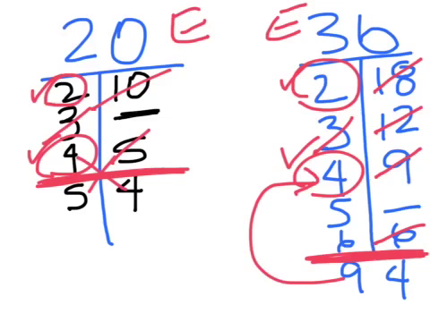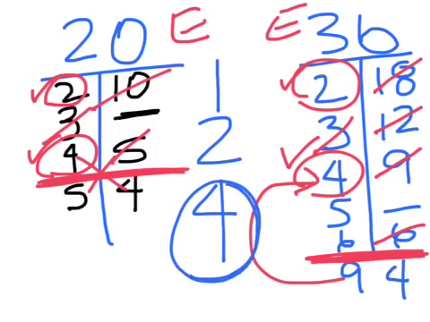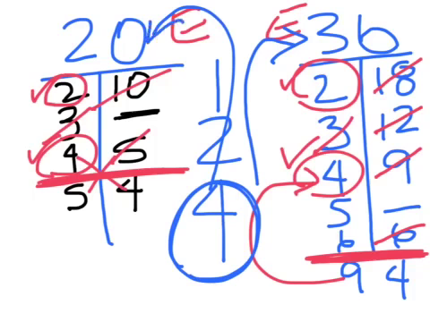So our common factors are 1, of course, because it goes into both 20 and 36, 2, and 4. So our greatest common factor will be 4. That's the largest number that goes into both 36 and into 20.